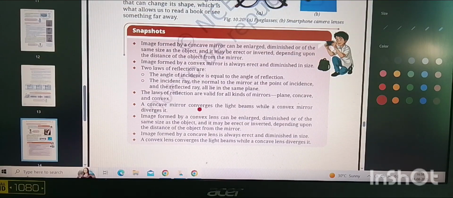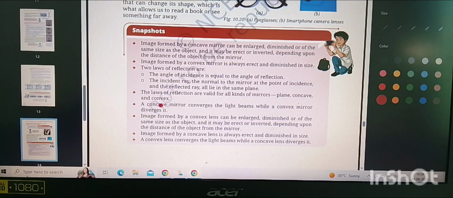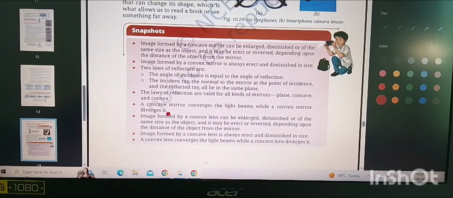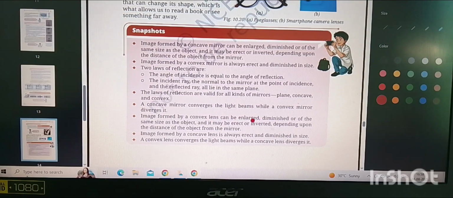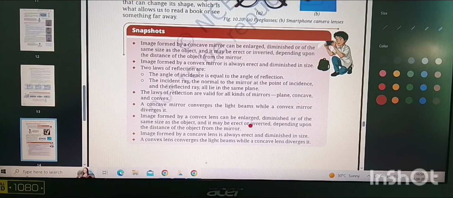A concave mirror converges the light beams while a convex mirror diverges it. The same is in the case of lens. A convex lens converges and a concave lens diverges it. The image formed by a convex lens can be enlarged, diminished, or of the same size as the object, and it may be erect or inverted depending upon the distance of the object from the lens.